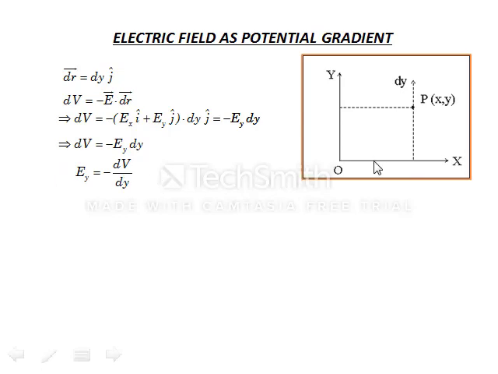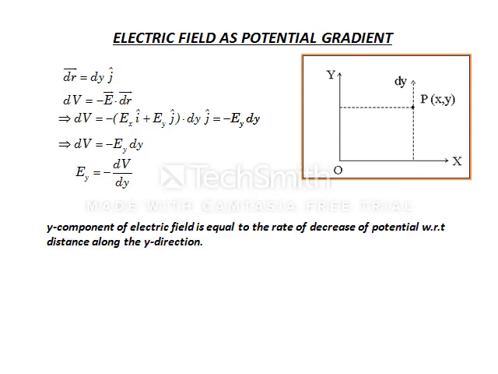So if we need to find the y component of field, we'll move a small distance along the y-axis, dy. Note down the drop in potential, that is minus dV. Divide the drop in potential by the distance moved, minus dV by dy. So the y component of field is the rate of decrease of potential with respect to distance along the y-axis. Similarly, we can write it down for the z component also.